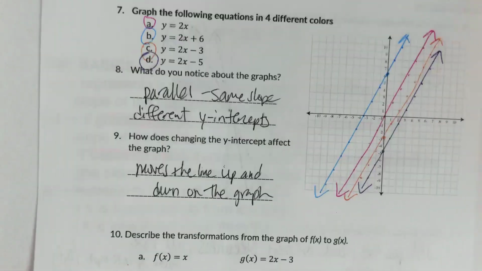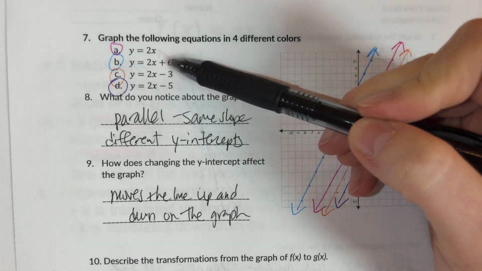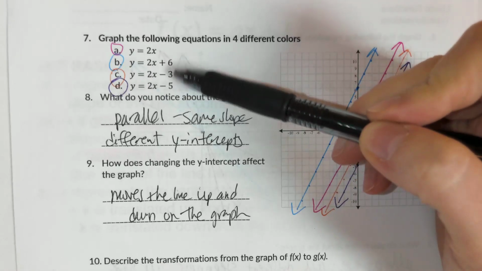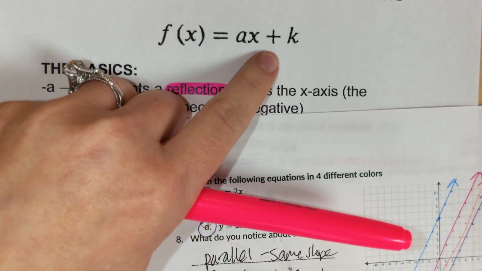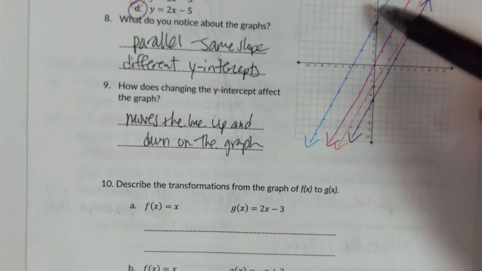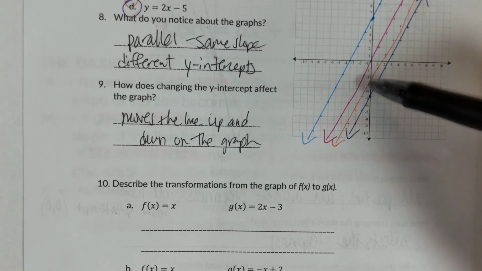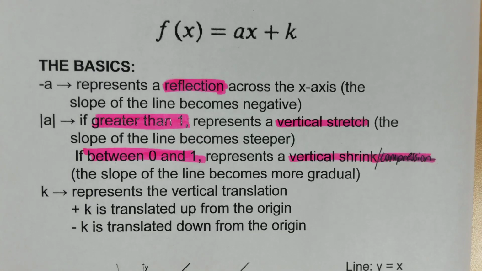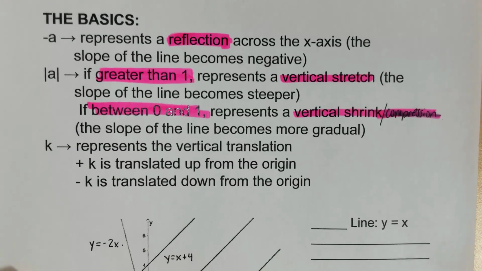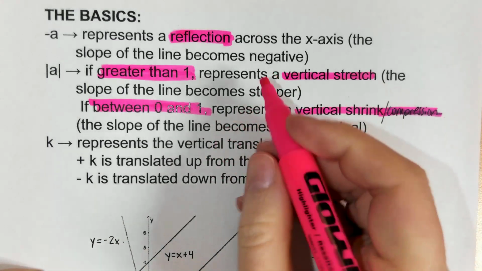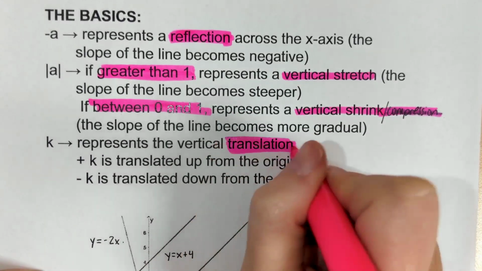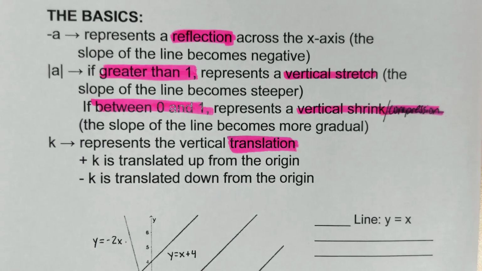Then on the back of that exploration that we did, we noticed that if we leave our slope alone, but we change this y-intercept, or in this case this k value, it moves our line up and down the y-axis. In more technical terms, k represents the vertical translation, meaning its movement or its sliding up and down.